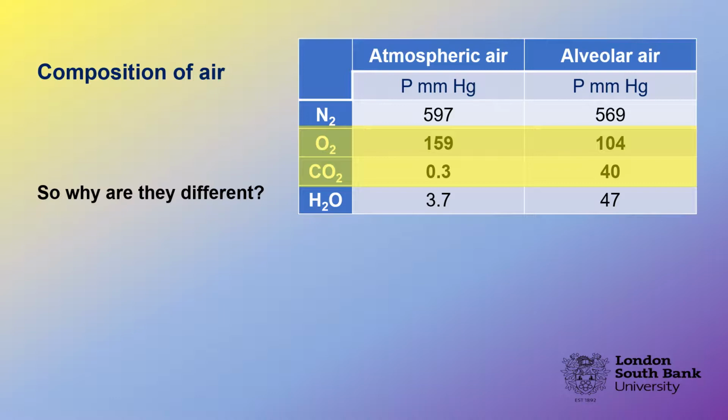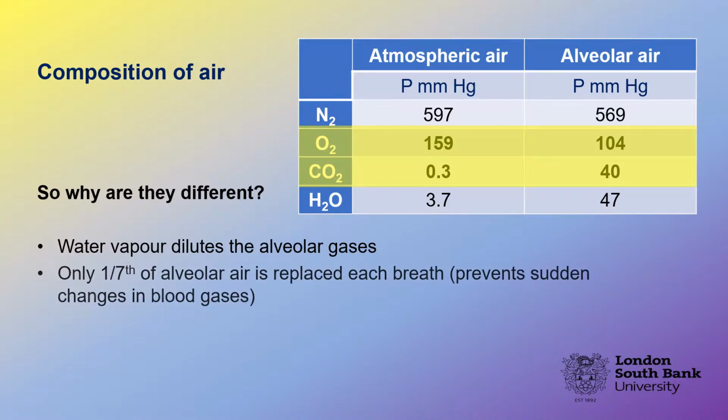Well, remember we said about humidification? Water vapor tends to dilute the alveolar gases for a start off. The other thing, and again this is an important thing to remember, only 1/7 of alveolar air is exchanged, replaced, every time we breathe in and out. This means that we don't have sudden changes in blood gases, and it keeps those figures constant for alveolar air.